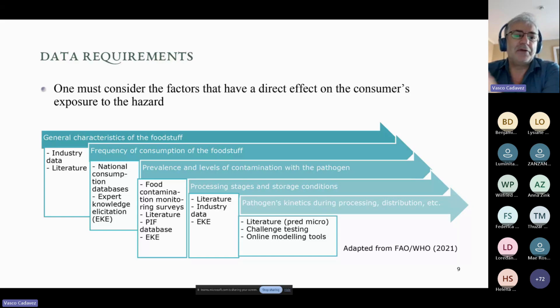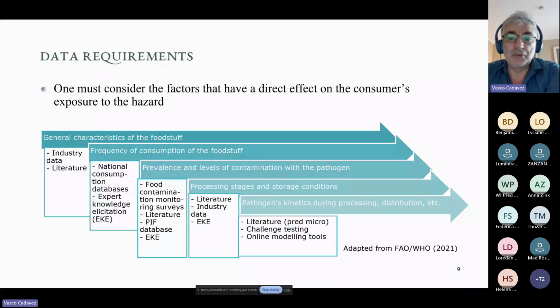So we can go collect data from industry data, from the literature. For example, we can know the pH of a sausage or the water activity of a sausage. Of course, we can go to industry and have data, but we can have also information from research papers, for example. And of course, we need to have the frequency of consumption of the foodstuff. So in this case, you need to have data from national consumption databases. There is some information about this. And if you don't have this kind of data, we can use what is called expert knowledge elicitation.